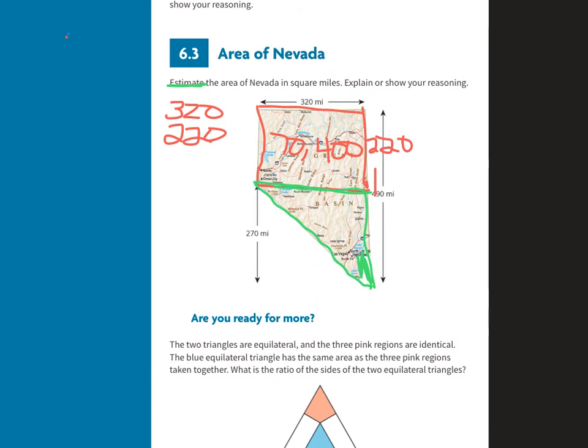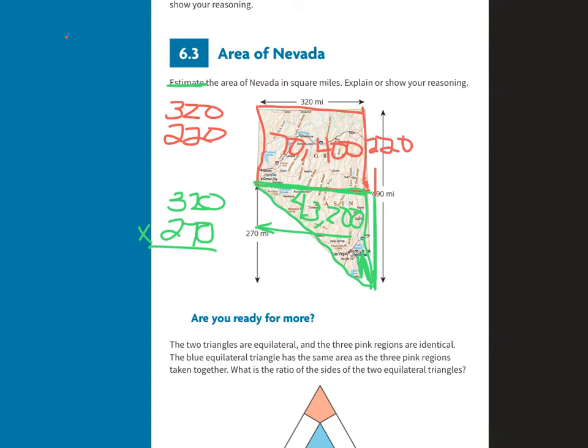Now the green part, still 320, right? This is the same width as the top, so this is 320. And this height right here is 270, right? Because it tells me right over there. I'm going to multiply that, and then it's a triangle, so I divide by 2. So 320 times 270, 86,400, but we got to divide it by 2 because it's a triangle, and we get 43,200.